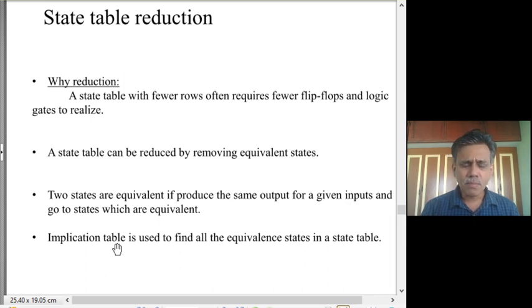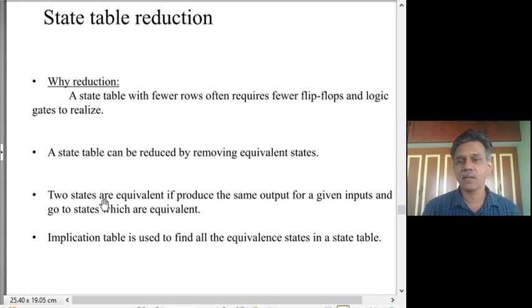Okay, but as a prelude, before getting into the formal technique called the implication table, we will look at a simpler technique called the row reduction technique. That will serve two purposes. It will motivate you why there is a need for reduction, what is the benefit that you will achieve, and also the definition of equivalent states will become more clear when we go through this simpler technique.